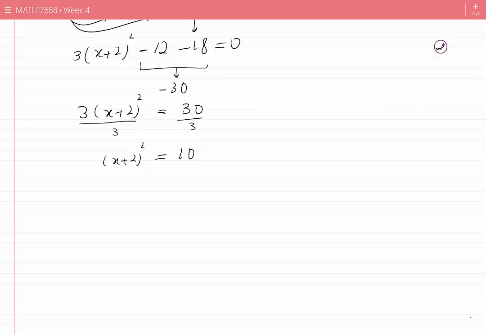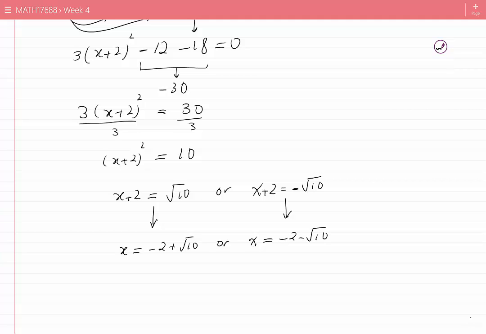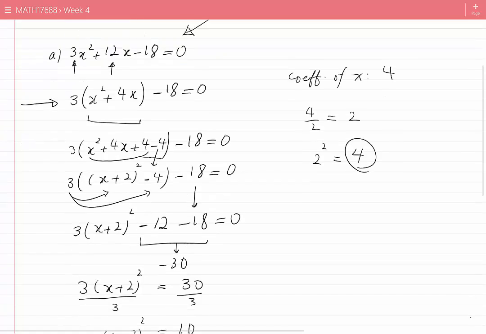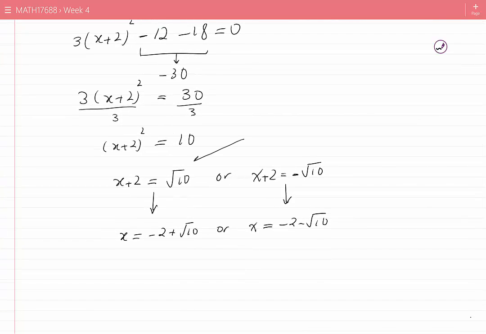That means that x plus 2 is equal to root 10, or x plus 2 is equal to minus root 10. Now x plus 2 equal to root 10 would tell us that x is minus 2 plus root 10. And x plus 2 is equal to minus root 10 would tell us that x is equal to minus 2 minus root 10. As you can see, our original quadratic equation was reduced to 2 linear equations, which are these. And each one of these linear equations was solved to give us the 2 possible roots.